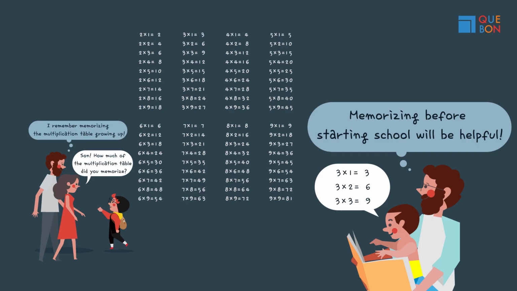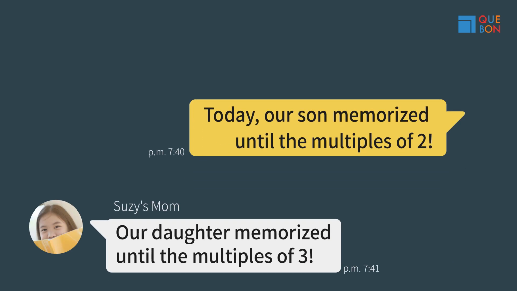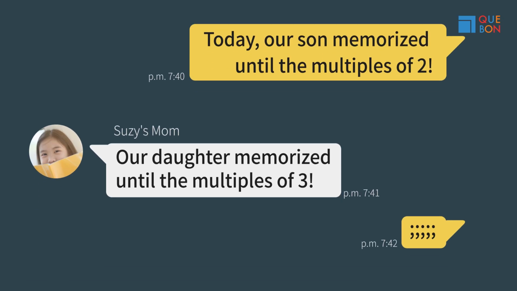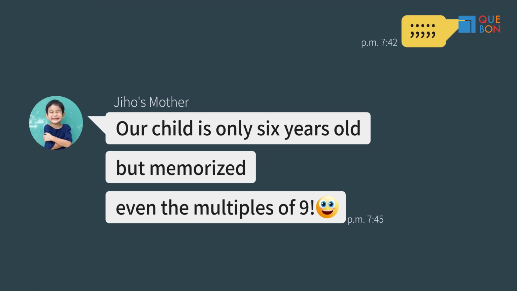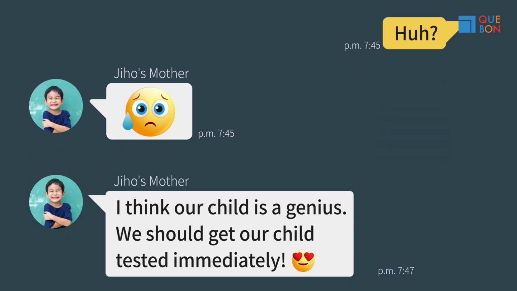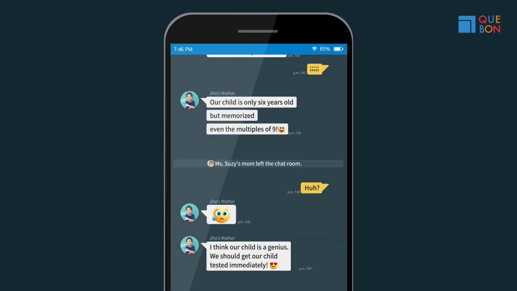Moms brag about how much of the multiplication table their children memorized. Our child memorized until the multiples of 2. Our child knows until the multiples of 3. Then some other mom brags about their 6-year-old memorizing until the multiples of 9. They think, maybe our child is a genius. I'm sorry, but that's a little cringe and stupid.